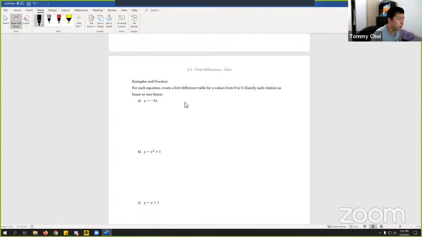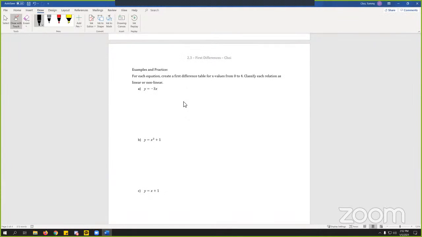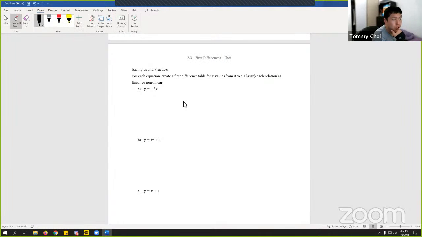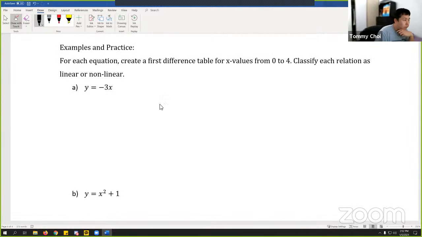Okay. So here it says, this is practice I want you to do. For each equation, create a first difference table for x values from 0 to 4 and classify each relation as linear or nonlinear. So I'll do the first one as an example, right? If we create a table of values here, let's zoom in. Working with something like this, x and y, we want 0, 1, 2, 3, and 4.